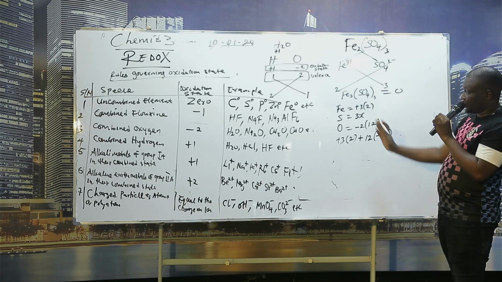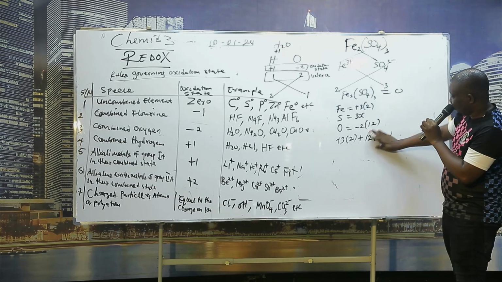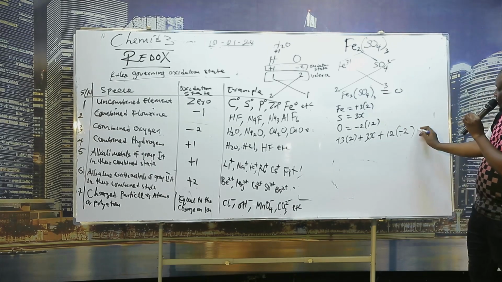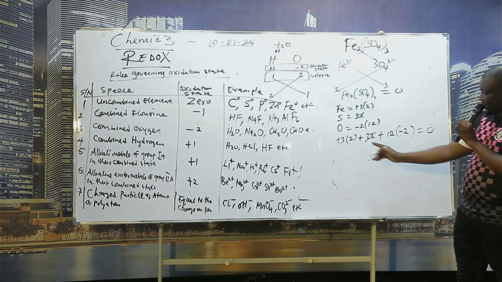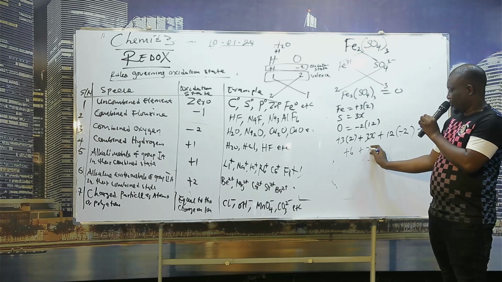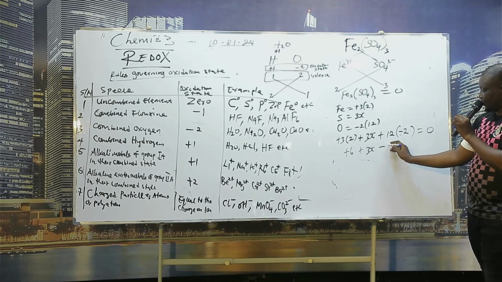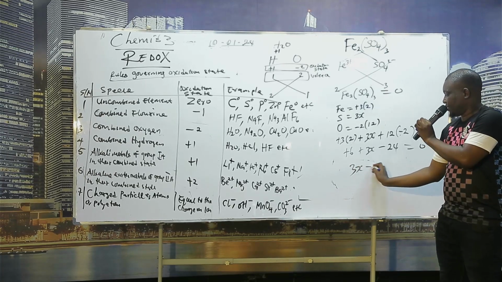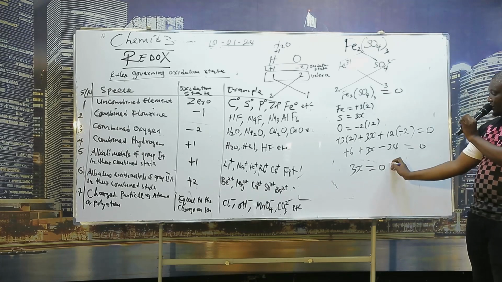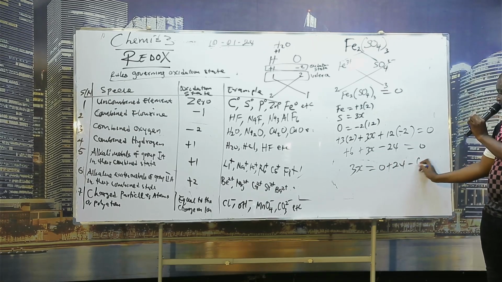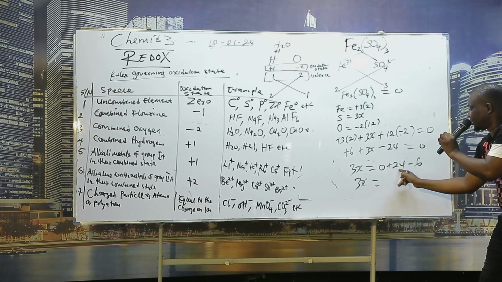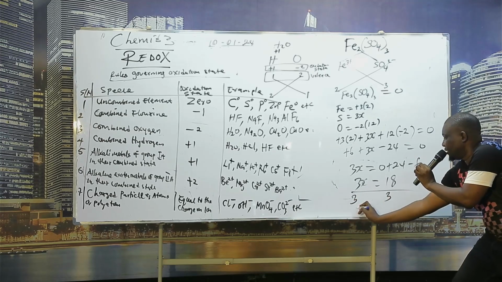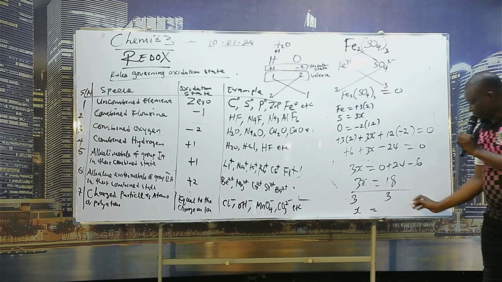Let's do it according to how the atoms are arranged: plus 3 times 2, plus 3x, plus 12 times minus 2 equals 0. Evaluate properly: plus 6 plus 3x minus 24 equals 0. Try collecting like terms. We have 3x equals 0. Crossing over the equality sign, plus 24 minus 6. 3x is 24 minus 6, which is 18. Divide both sides by 3. So x alone now is plus 6.